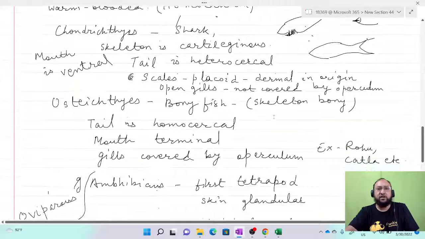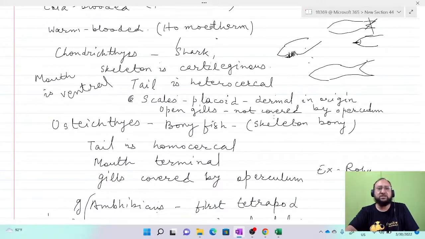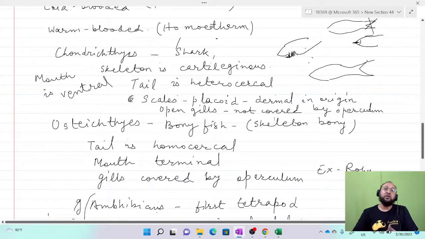Now, Chondrichthyes are the cartilaginous fish, example shark, and Osteichthyes are bony fish, example rohu and catla. Mouth is ventral in the shark, or the Chondrichthyes, and in the Osteichthyes it is terminal. The gills are not covered by operculum in Chondrichthyes, and gills are covered by operculum in bony fishes.